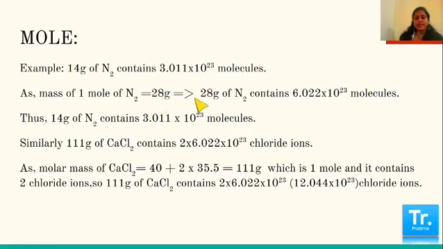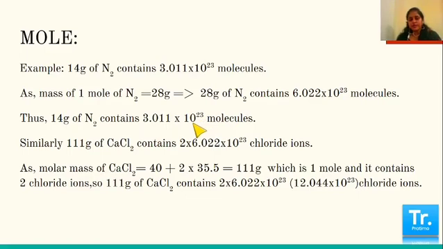Now we can say that 28 gram of nitrogen, that is 1 mole of nitrogen, will contain Avogadro's number of molecules, which we understood just now. Then the question is about 14 gram of nitrogen. If it is 14 gram of nitrogen, it's exactly half of this. So it will be half of Avogadro's number as well, 3.011 into 10 to the power of 23.